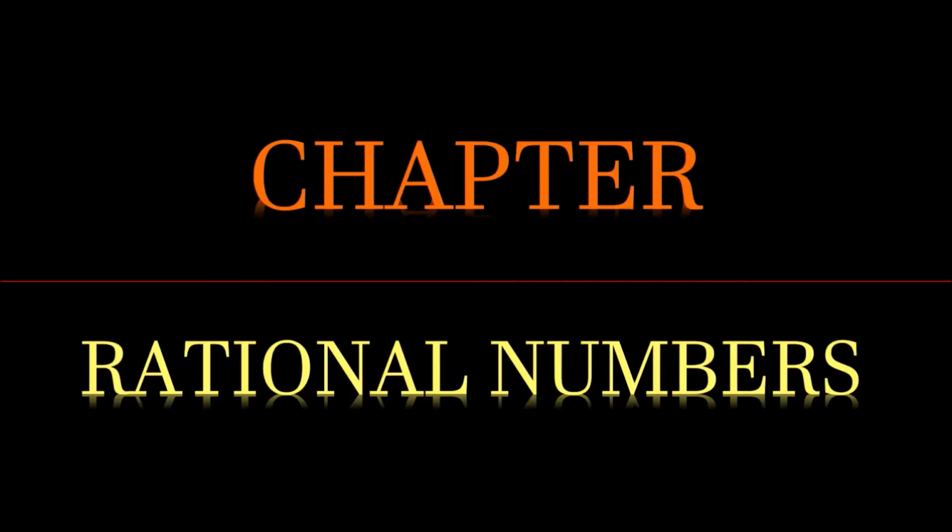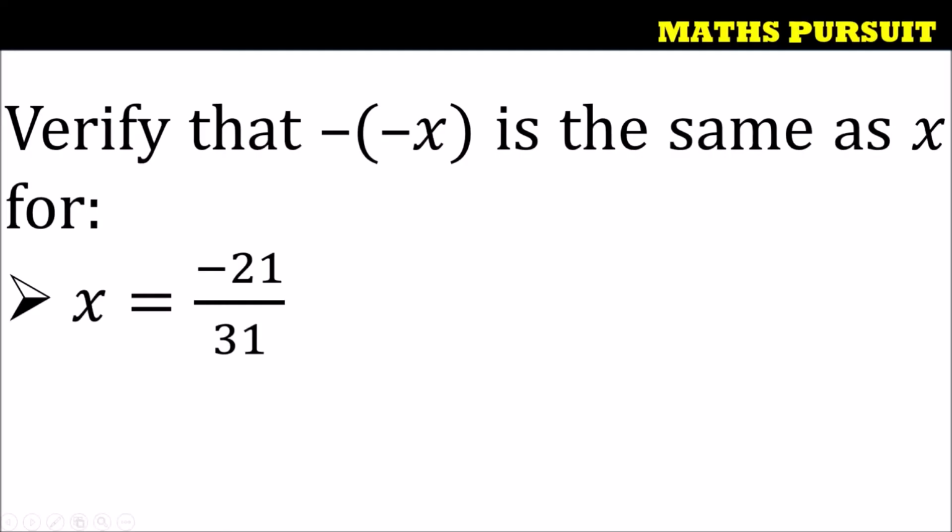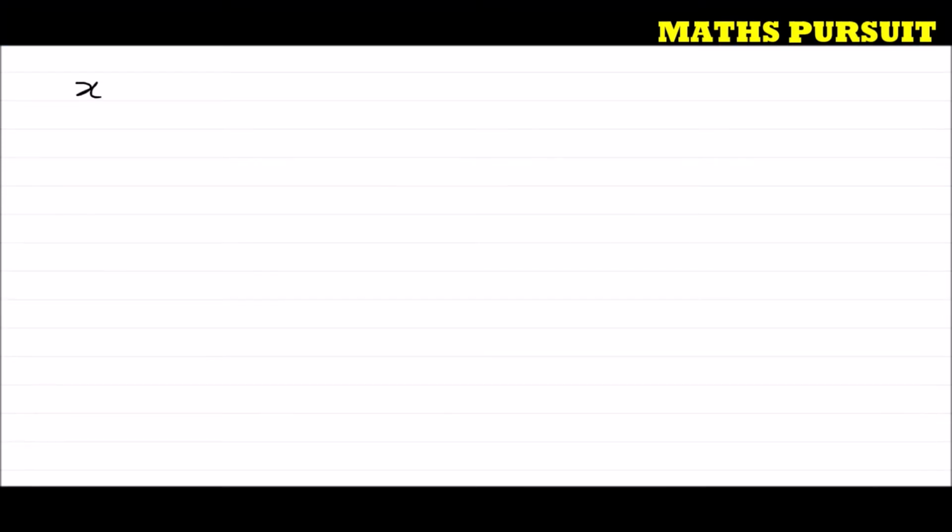Today we will solve the questions from the chapter called Rational Numbers. The given question is: verify that minus into minus x is the same as x for x equal to minus 21 upon 31. So let us see how we can verify this. The question has given us this number, x is equal to minus 21 upon 31.